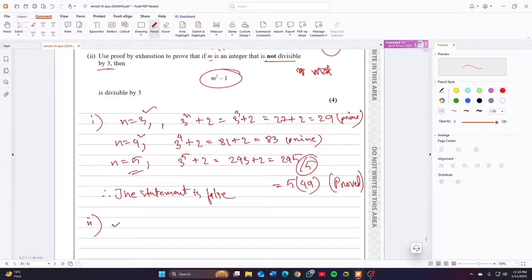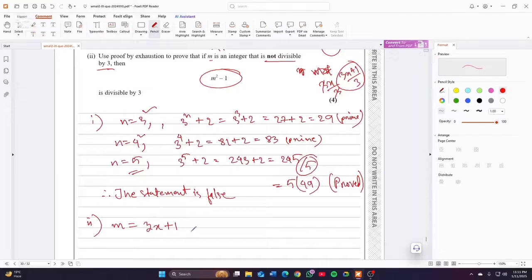So say m is any multiple of 3, that is divisible by 3. So say m is any multiple of 3 but plus 1. 3x is obviously divisible by 3, but 3x plus 1 would not be divisible by 3. So we take any value that is not divisible by 3.